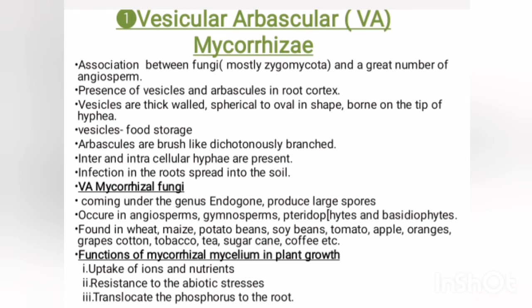The external hyphae increase the volume of the soil explored and translocate the phosphorus to the root. The phosphorus so absorbed is converted into polyphosphate granules in the hyphae and passed to the arbuscules for ultimate transfer to the host plant. So these are the functions of the VA mycorrhizae.